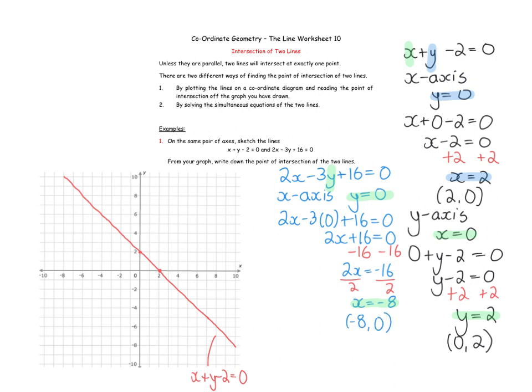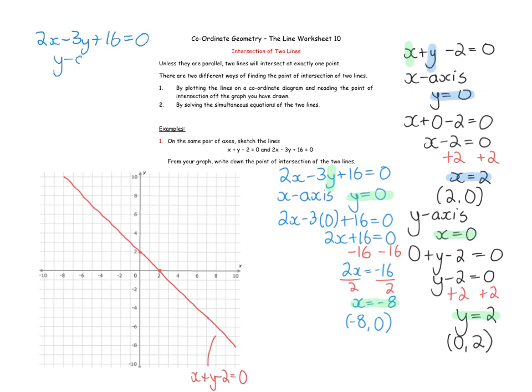Then we need to figure out where it's going to cross the y-axis, and I'm going to do that right up here on the top of the page on the left hand side. I'm going to write out the equation again just to make our lives easier. So we have 2x minus 3y plus 16 is equal to 0. We figured out where it crossed the x-axis.